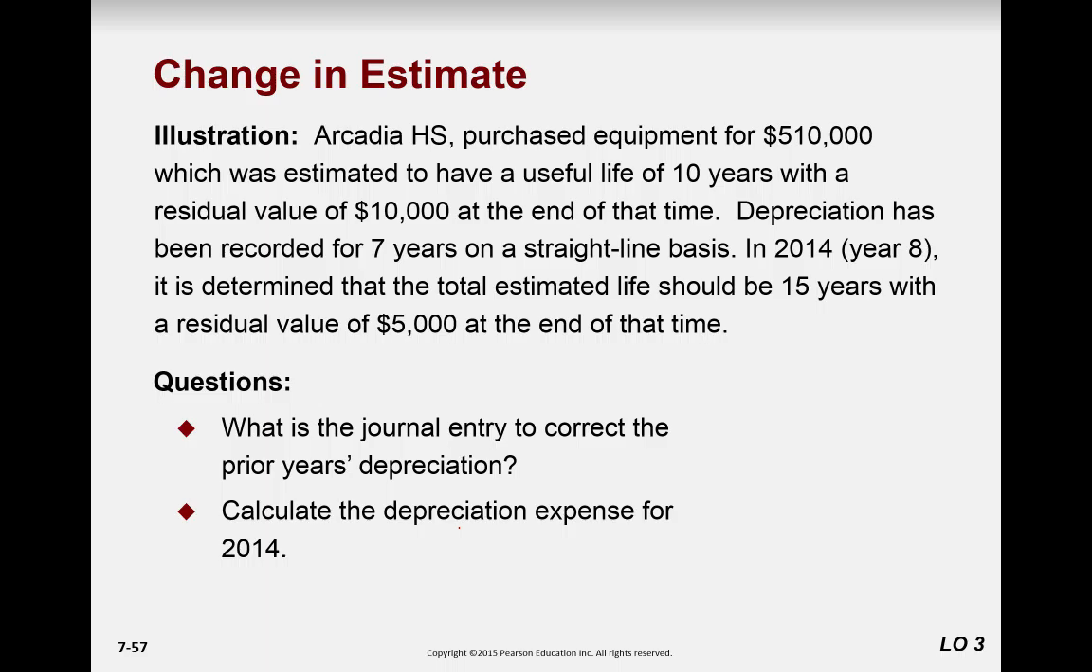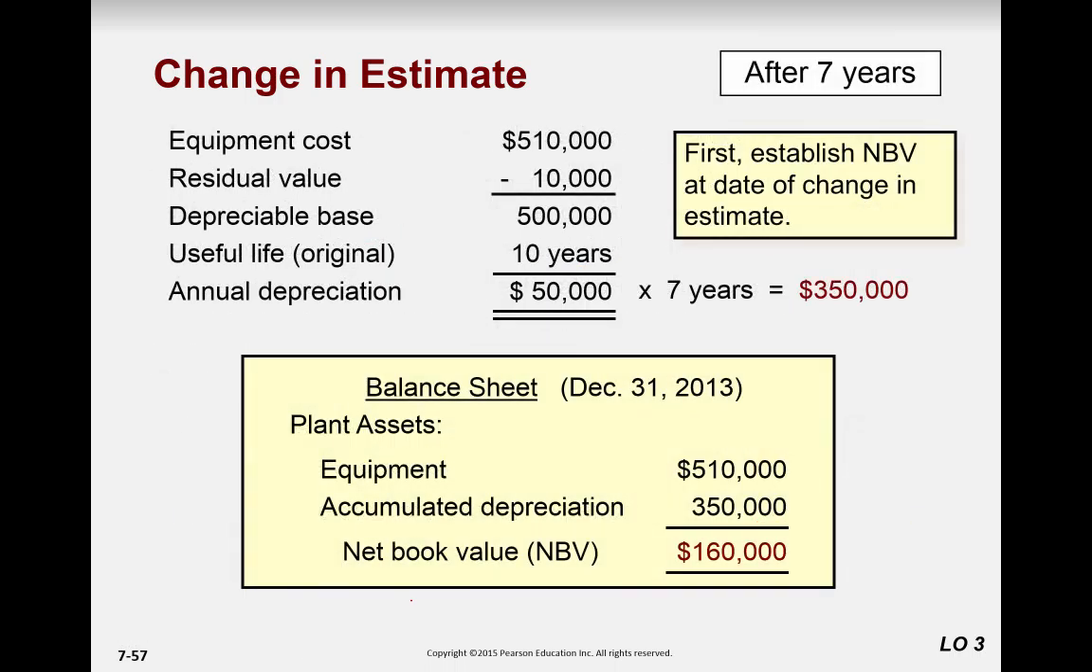So here we purchased equipment for $510,000, which was estimated to have a useful life of 10 years with a residual value of $10,000. Now depreciation has been recorded for 7 years on a straight-line basis. So in year 8, we determine that the asset's total useful life will be 15 years with a residual value of $15,000 at the end of that time. So our journal entry to correct prior years' depreciation is none. What we have to do is now correct our depreciation for this year.